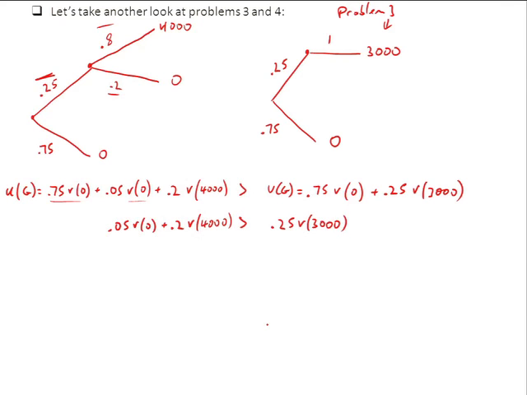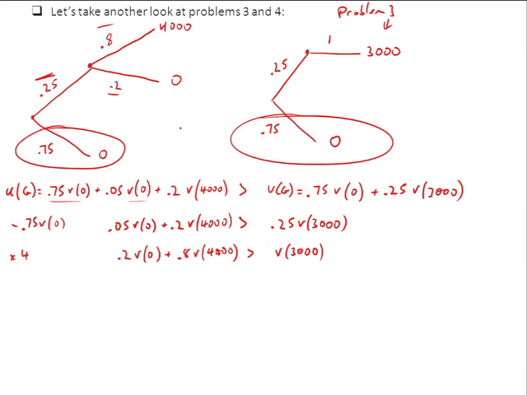And then I ought to be able to just multiply both sides by 4. This would subtract 0.75 times v of 0, and then multiplying by 4, I should get 0.2 times v of 0 plus 0.8 times v of 4,000 is greater than v of 3,000. If you pick it apart, it's the same math as what I did two slides ago. But I've set it up in a different way to demonstrate really explicitly that adding in this 75% chance of getting 0 before you actually get to problem 3, which turns it mathematically into problem 4, changes people's preferences. And that's a violation of the independence axiom of expected utility theory.